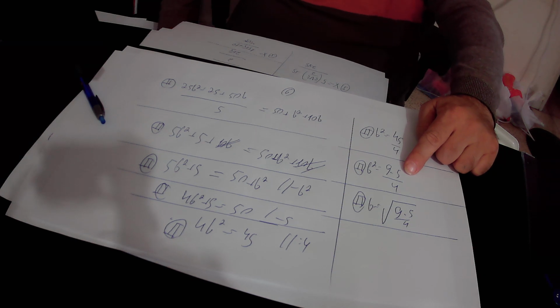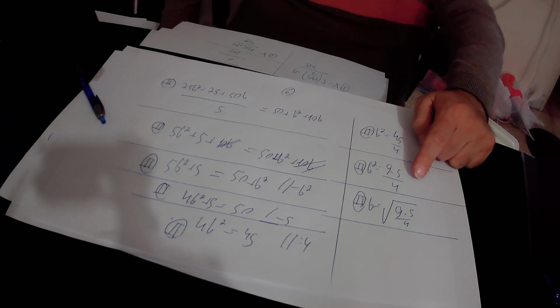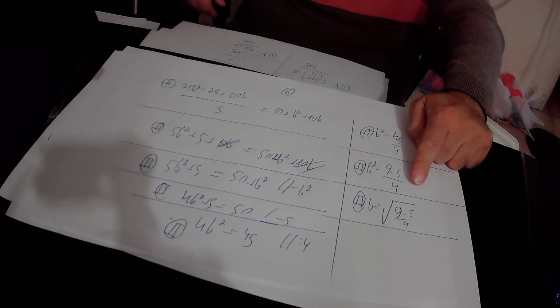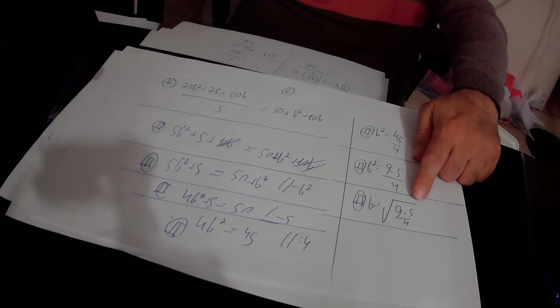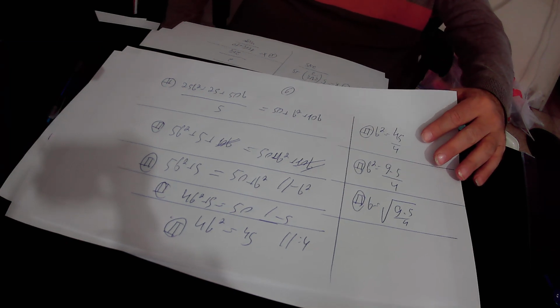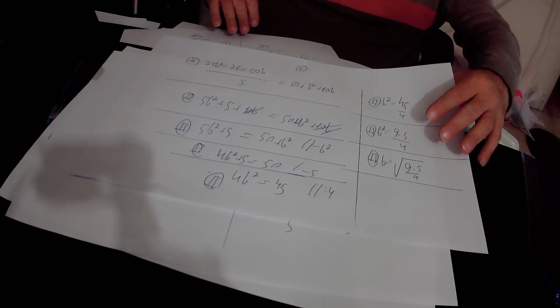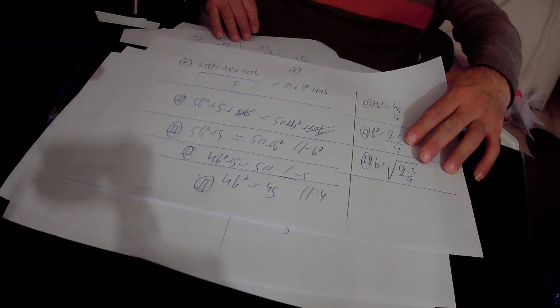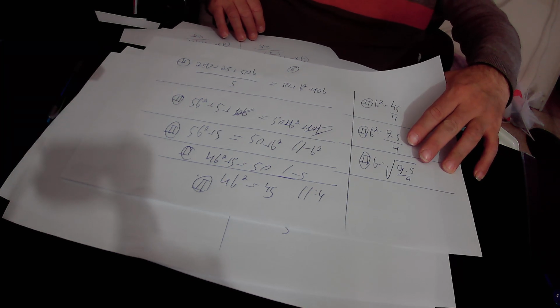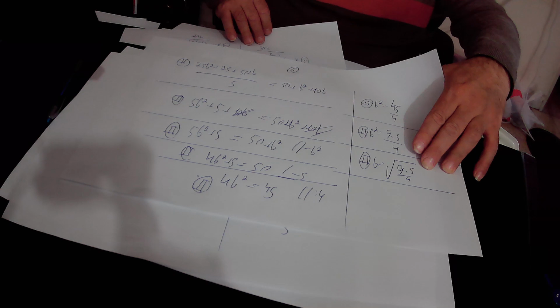45 is 9 times 5, so we substitute 45 by 9 times 5, divided by 4. We took the root of this equation and finally found that b equals the square root of 9 times 5 over 4. The square root of 9 is 3, and over 4, the square root of 4 is 2. So in total we found that b equals 3 over 2, and inside the root we are left only with 5.